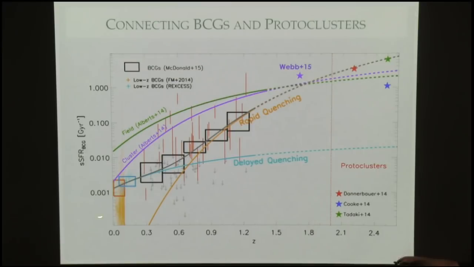And then you start to get this rapid quenching after this assembly phase. So the goal of the next half decade or so is to basically fill in this part of parameter space and ask, when is the peak star formation, when is the peak assembly time of the brightest cluster galaxies? But we're starting to get there, which is pretty exciting.